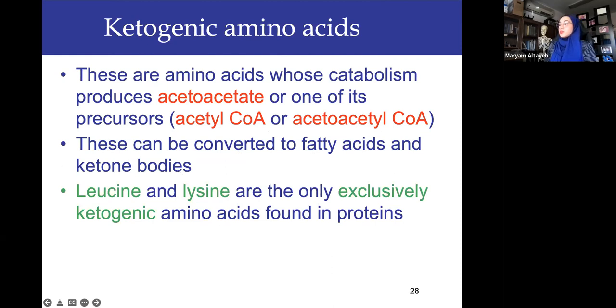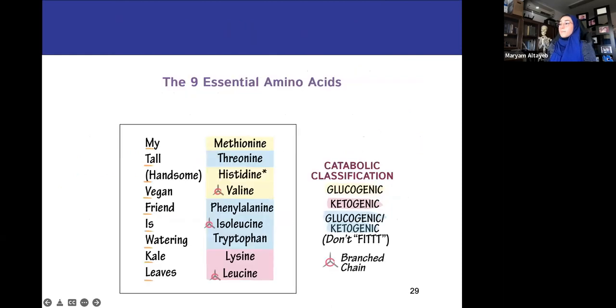Okay, and there's this mnemonic here. These are the 9 essential amino acids, and this is another mnemonic if you guys like it: my tall, handsome vegan friend is watering kale leaves. But I'm very used to private Tim Hall, so I'm just going to keep using that one. The key thing here is that this shows you which amino acids are ketogenic, which are glucogenic, and which are both. The only exclusively ketogenic ones, meaning they're only there for ketogenesis, are lysine and leucine, the 2 L's, easy to remember. Lysine, leucine, always together, and they're essential.